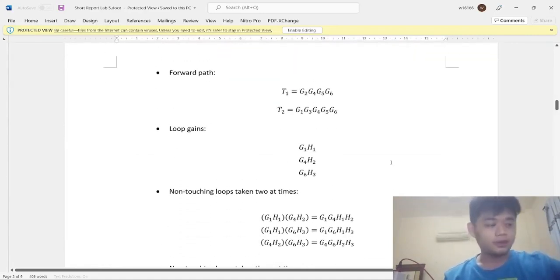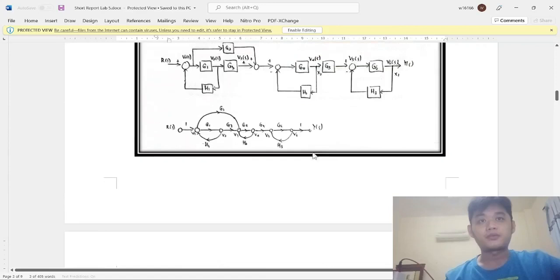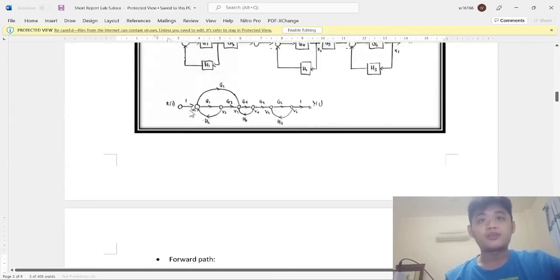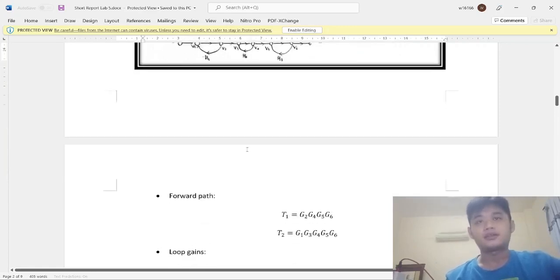First of all, we're going to find three important things: the forward path, the loop gains, and also the non-touching loops. From this figure, we can tell that we are going to have three different non-touching loops, and we're going to multiply these three together at a time.